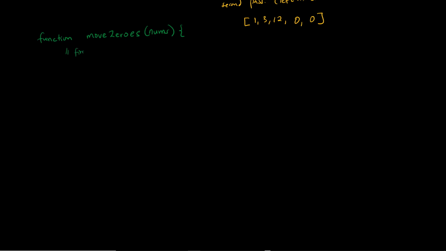So we say the first pass. First pass is: for let left equals 0. Sorry about that, we initialize left first to 0. So let left equals 0. And then we run our i now: for let i equals 0, i less than the length, which is nums.length, then i plus plus.